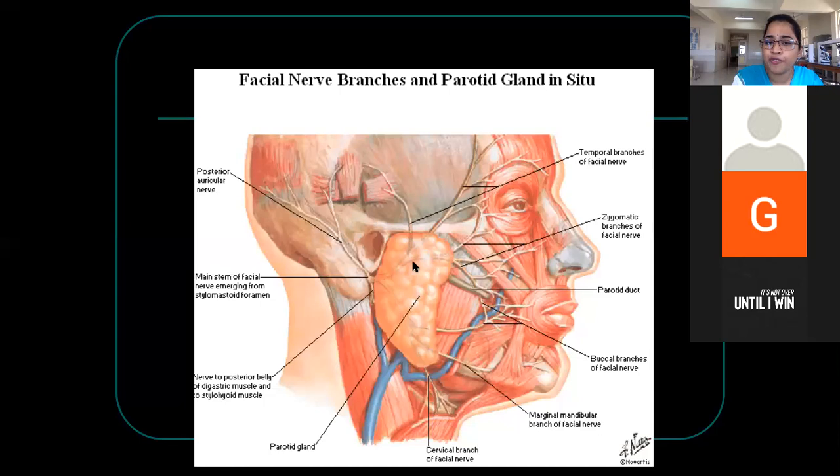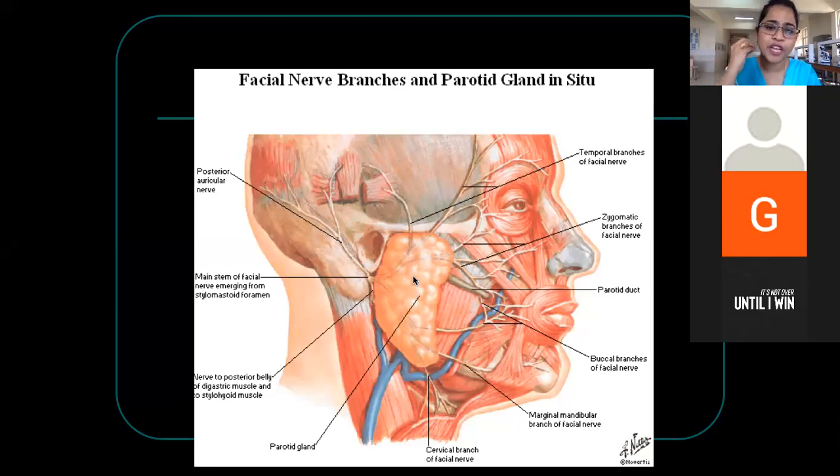Okay, so facial nerve, after entering into the parotid gland, how should you write your answer? Motor innervation of the face. Okay, motor innervation of the face. That is nerve supplied to the muscles of facial expression.